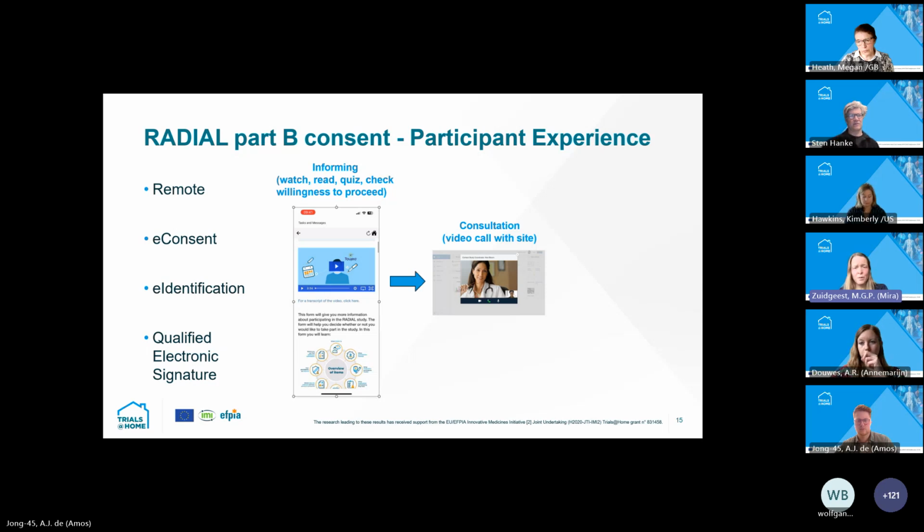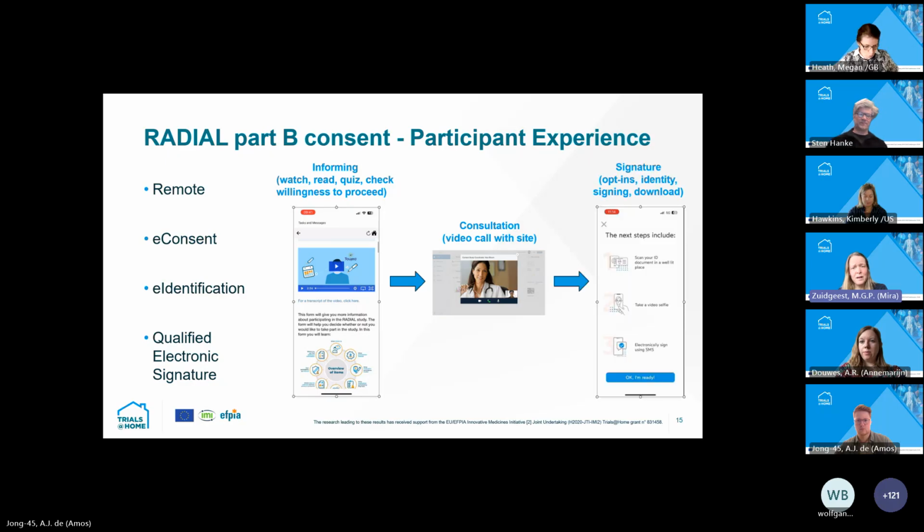And if they still wanted to continue, then the next step was that they would first do remote identification, after that sign in and download the consent form. So some of the things that were quite challenging here is that how did we do that online identification?